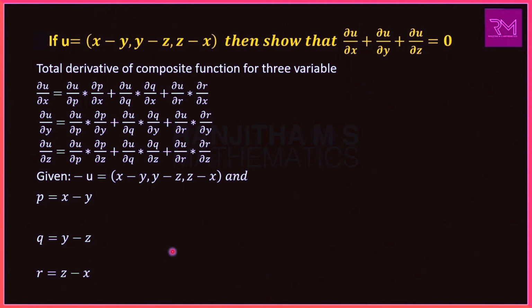In the previous problem they have given directly, but in this problem they have mentioned the value of the form u is equal to f of p, q, r. You have to note the value of p, q, r and simplify further. After finding p, q, r values, to substitute in the total derivative of the composite function, we need del p by del x, del p by del y, del p by del z values.